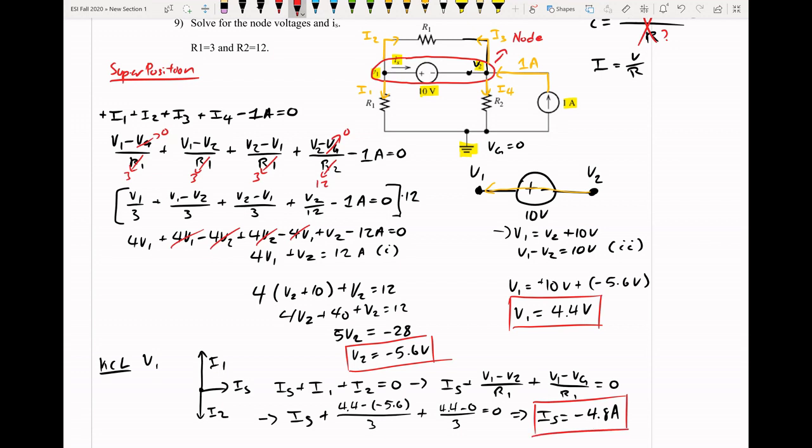Okay, so what does that mean? The way they described IS going that way, it is actually going the other way with 4.8 amps. So our assumption was wrong whenever they gave it to us in the problem statement.